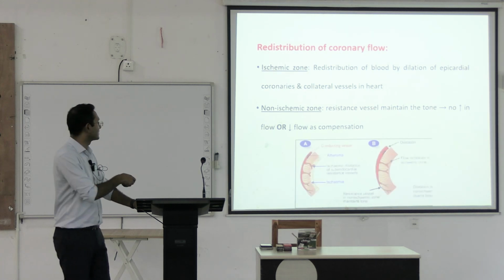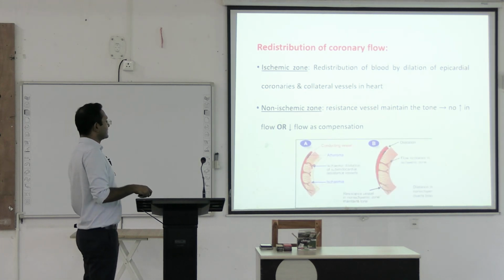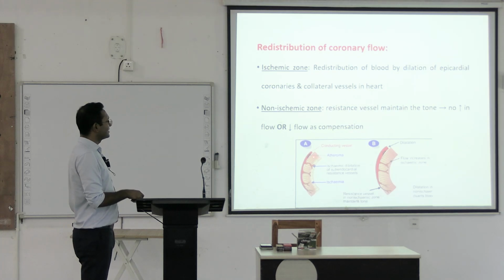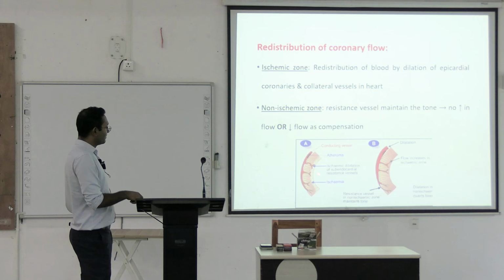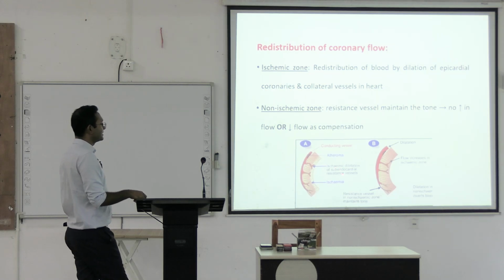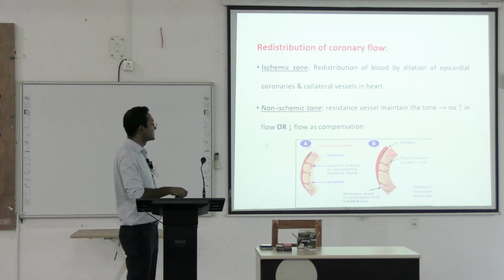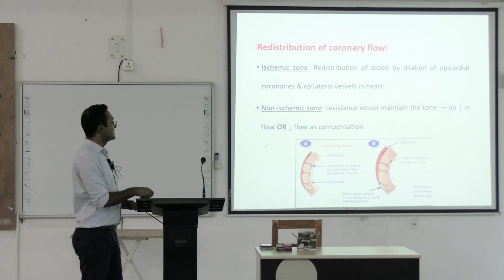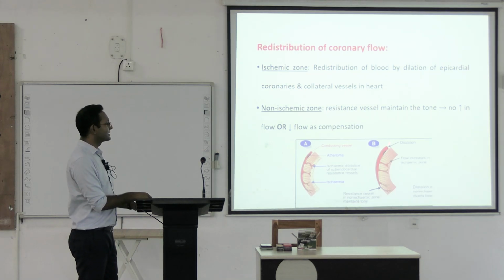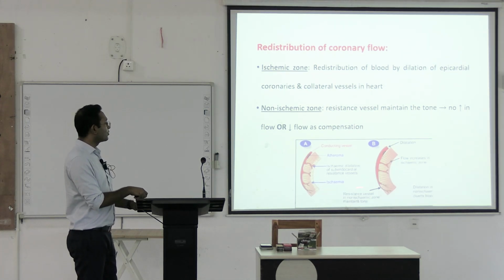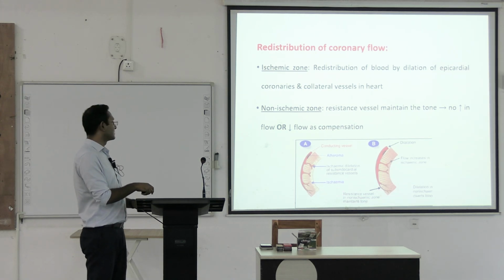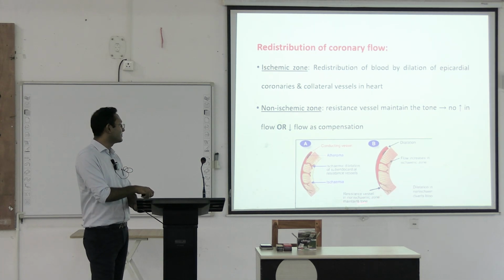There is no increase or decrease in flow as a compensation. If you see this diagram, there is an atheroma present in this conducting vessel, and there is ischemia happening in this part. Ischemic dilatation has happened in the subendocardial resistance vessels. Now, when you give nitrates, there is dilatation of this coronary vessel, so increased blood flow happens. Flow increases in the ischemic zone, but in the non-ischemic zone, there is no dilatation. Resistance vessels in the non-ischemic zone maintain tone.